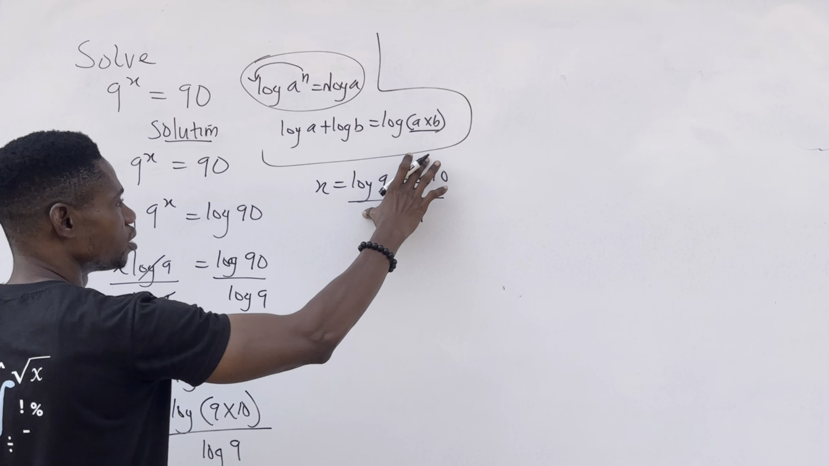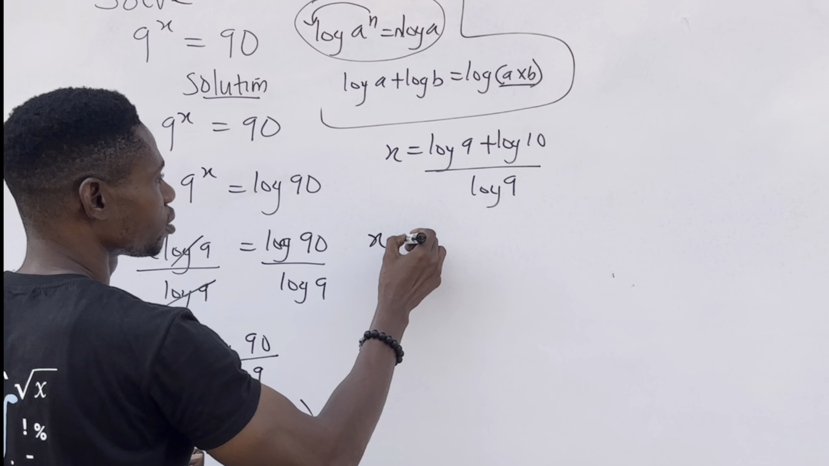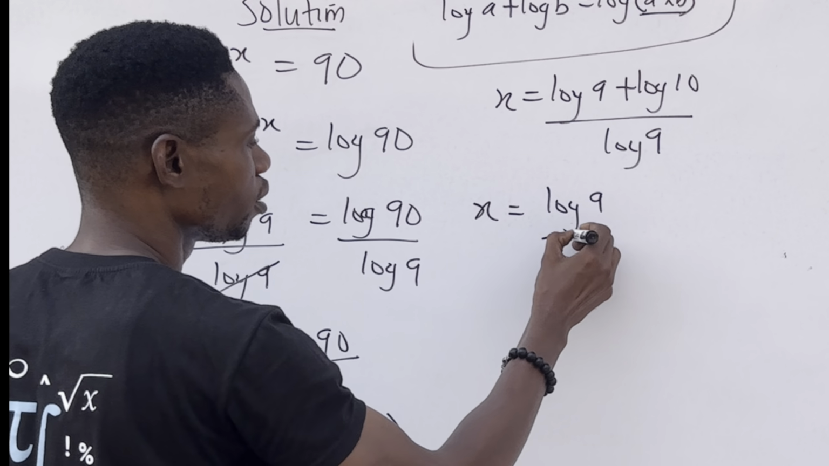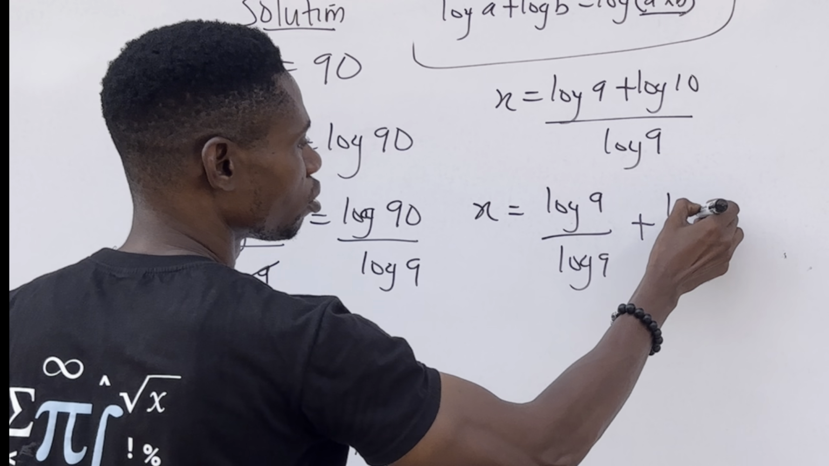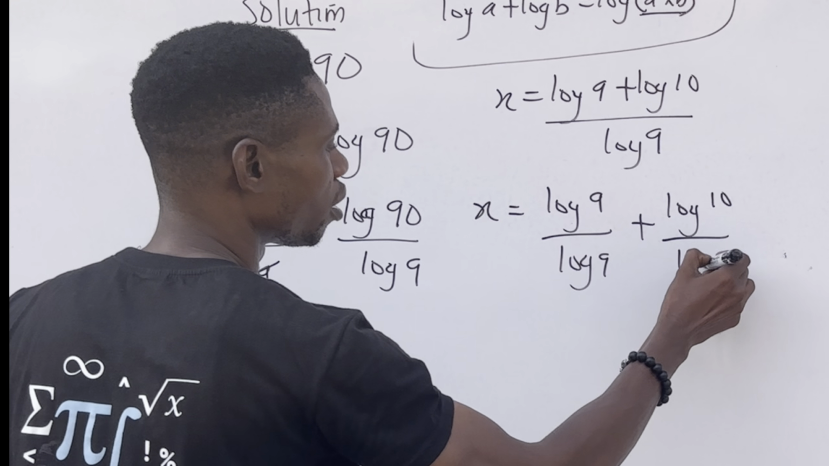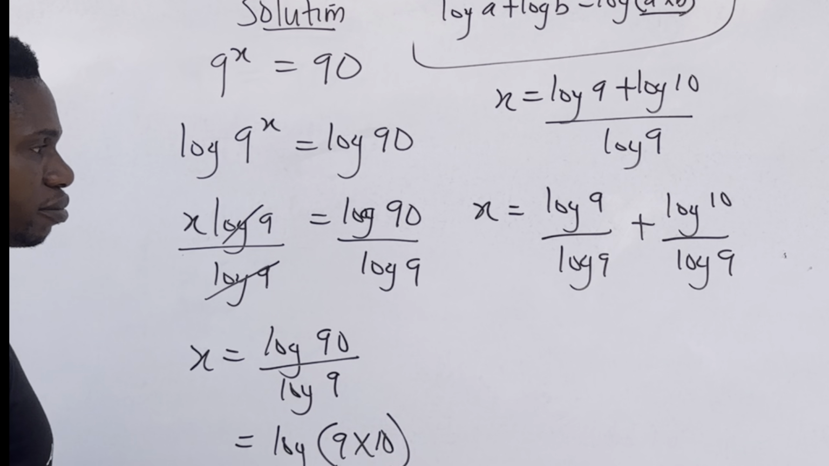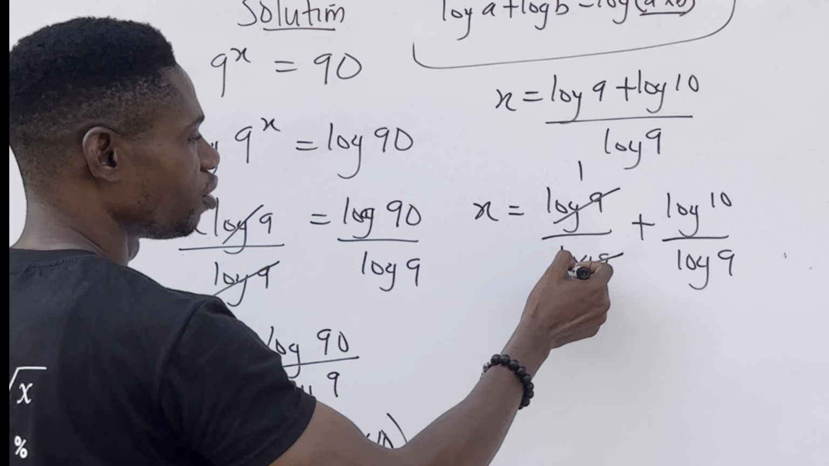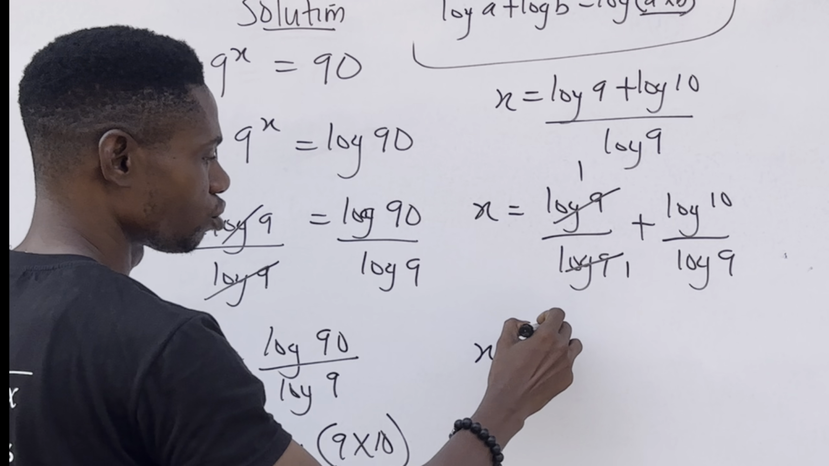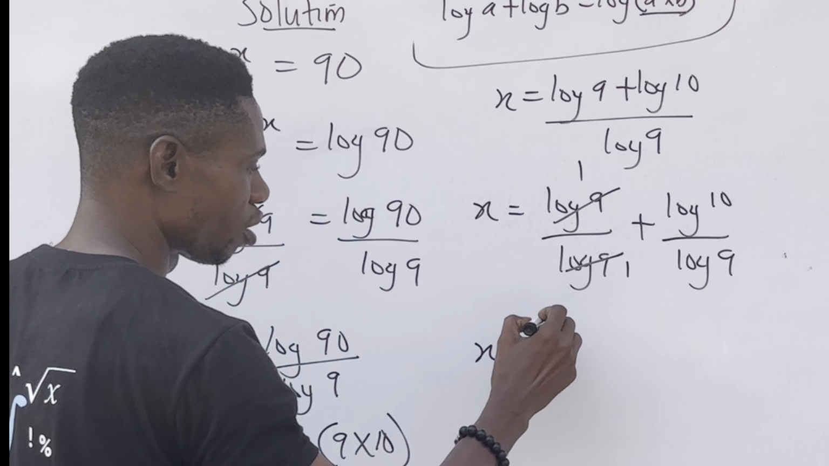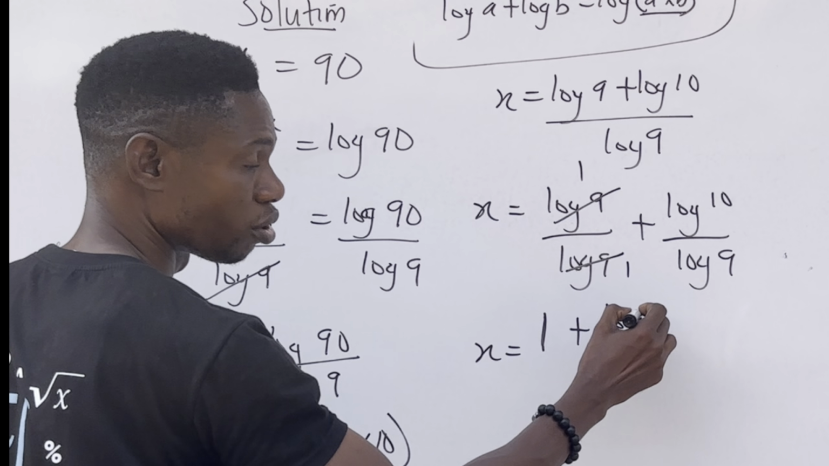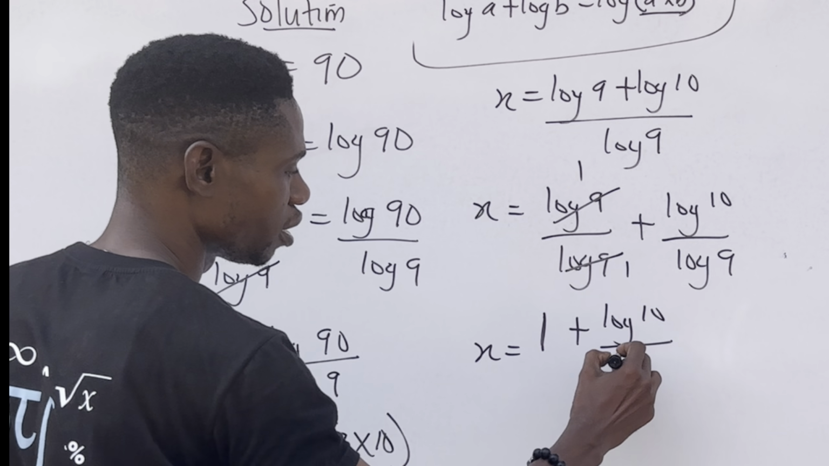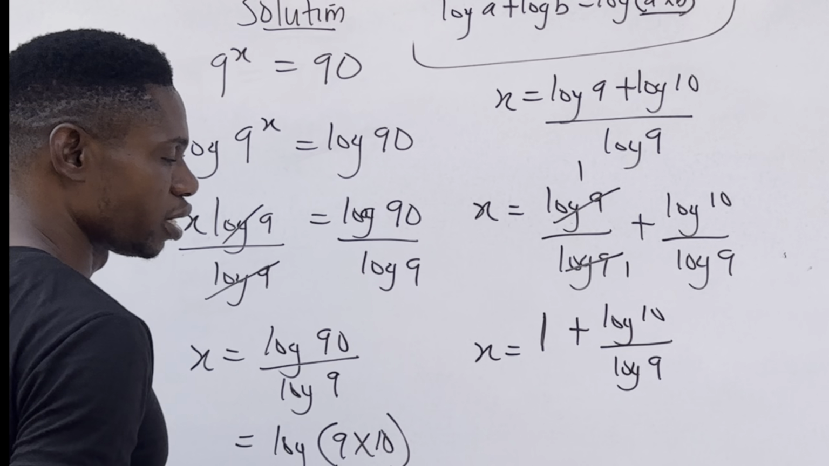And now we can split this fraction. So we have x equal to log 9 over log 9 plus log 10 over log 9. So log 9 here 1, log 9 here 1. So our x equals to 1 over 1, which is 1, plus log 10 divided by log 9.